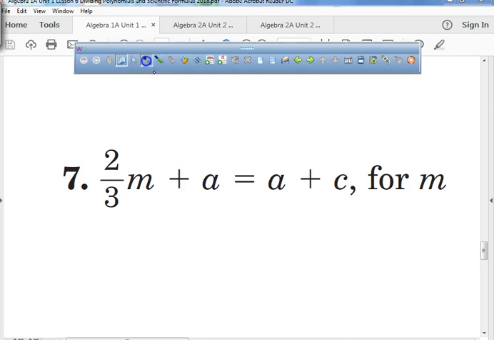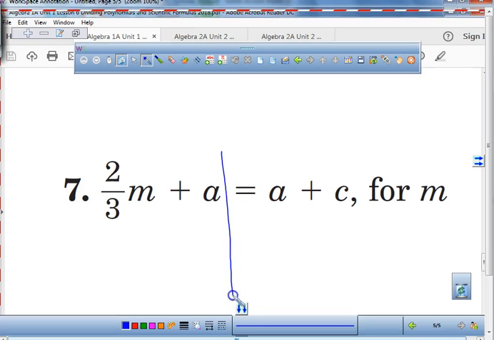Good luck. All right, number 7 was a little bit trickier. Why is number 7 a little bit trickier? Because now we have a fraction here. All right. So you guys did a really good job. The first thing you did to both sides was what?